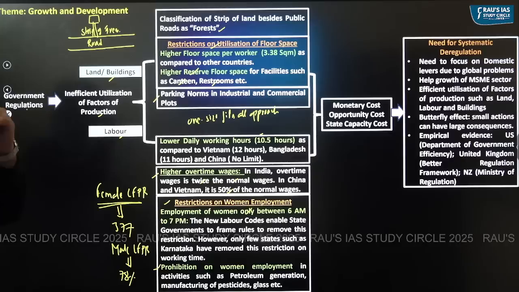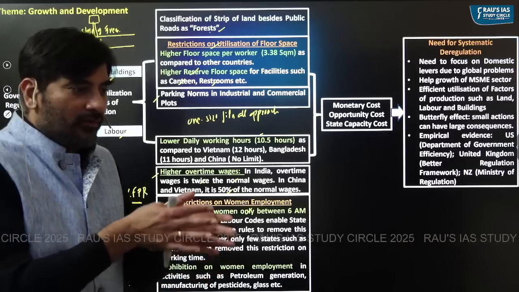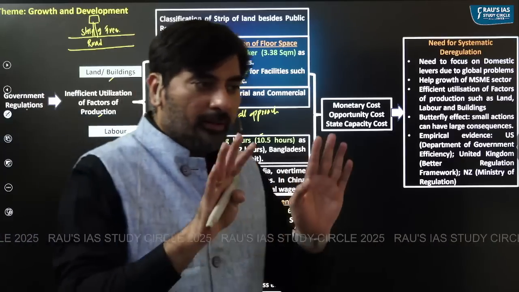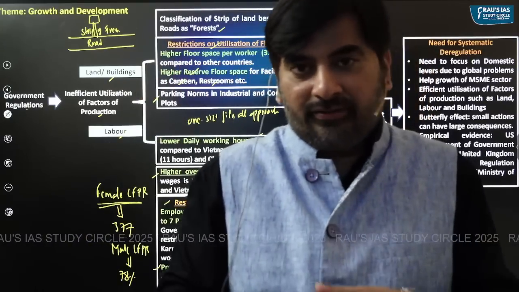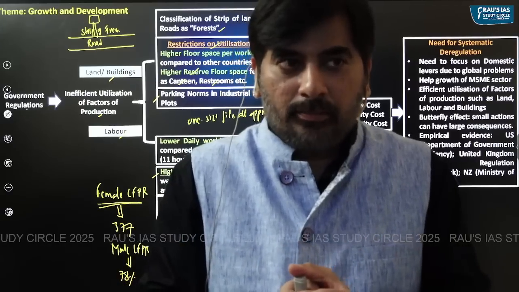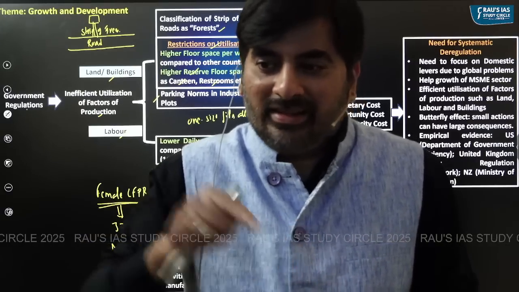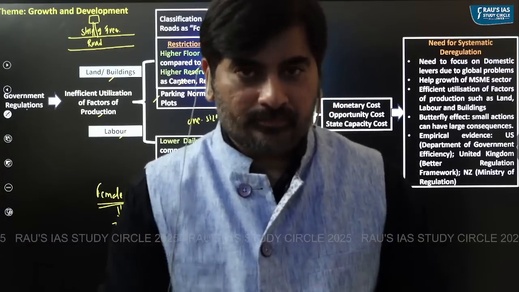Similarly, government lays down parking norms in industrial and commercial plots, which means some amount of land should always be vacant for parking, which is needed. But the problem is, what if the commercial plot is very small? Probably parking space might not be needed at all. But even then, they have to keep aside some amount of space for parking.